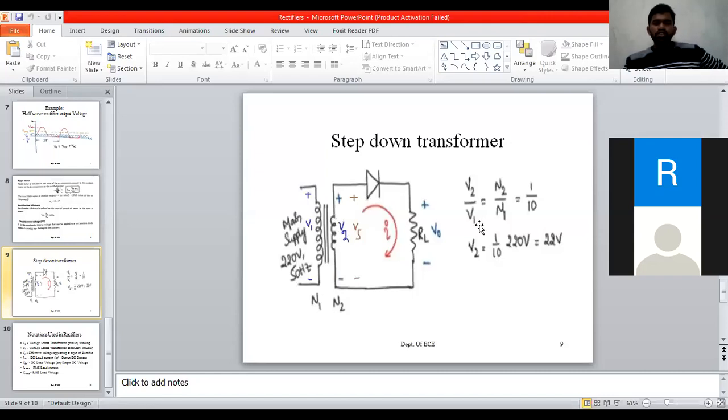If you use the turns ratio, if I apply 220 volts at the primary winding, how much voltage will I get at the secondary winding? With the help of this turns ratio, we will find out. If we substitute in this, we get V2 equal to 22 volts. So this is the operation of a step down transformer. If you apply 220 volts at the primary winding, you will get 22 volts at the secondary winding.